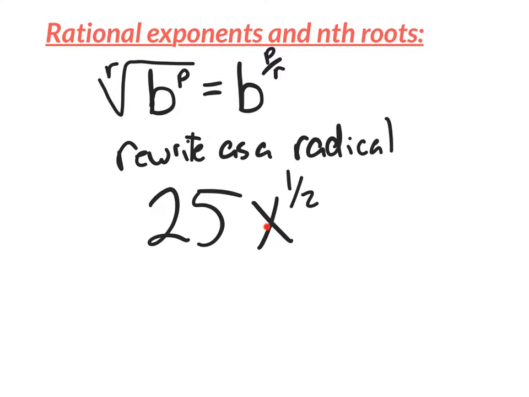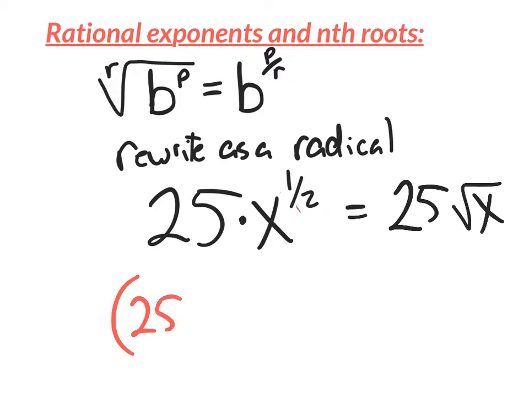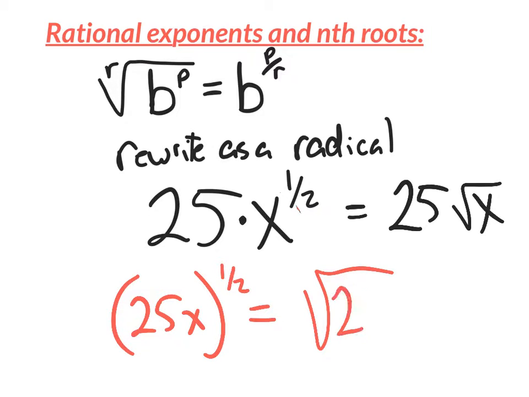The x only, right? Now notice, because you guys just asked, does parentheses make a difference? I don't have parentheses here. So the only thing that has the 1/2 power is the x. So the 25 is just 25 times x to the 1/2. So my real answer, rewritten as a radical, would be 25 square root of x. You don't mess with the 25. Now there's a big difference if I would say, what is 25x to the 1/2 power? Then yeah, right there for sure, the square root of 25x.